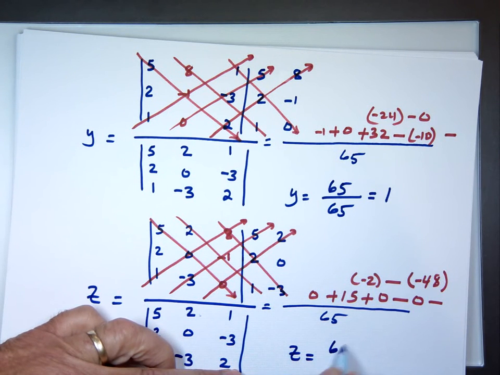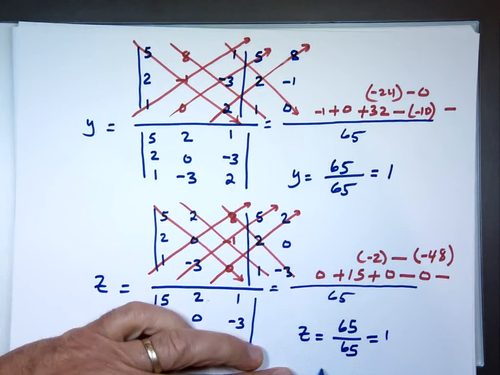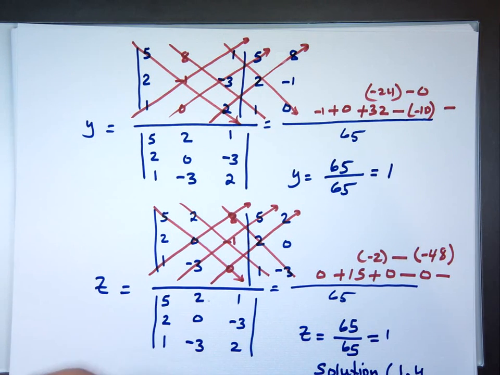Well, I made the problem myself. I want it to be easy, so I made the answer 1 and 1 and 1. So my solution to this problem is x is 1, y is 1, z is 1.